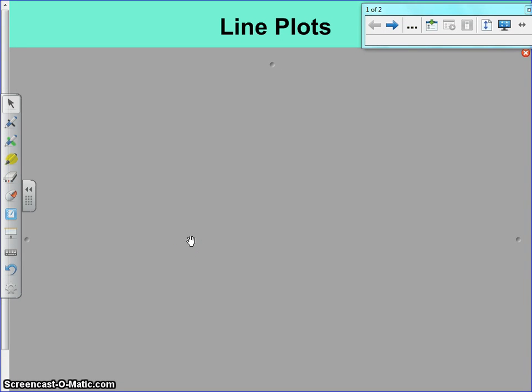Alright, so in this lesson we are going to take a look at line plots. And we just got done talking about number lines and how we can use number lines to visualize numbers, help us to organize them, help us to figure out patterns, and so on. Well, we can also use number lines to create what we call a line plot. And that's basically using a number line to organize data. And data is just bits of information that we have.